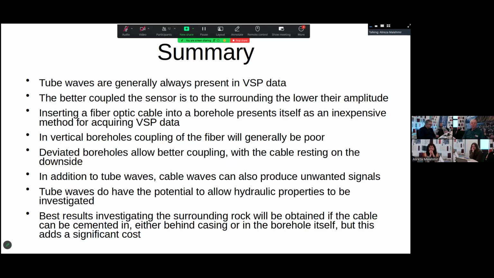In addition to tube waves, we can also have cable waves that produce unwanted signals. Tube waves do give us the potential to allow hydraulic properties to be investigated, so they shouldn't just be treated as noise. They can give us some information. And we get the best results for investigating the surrounding rock if the cable can be cemented in, either behind casing or in the borehole itself. But this adds a significant cost, and we don't always have the funding to do this.